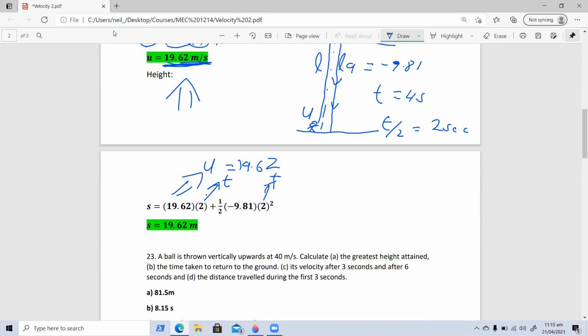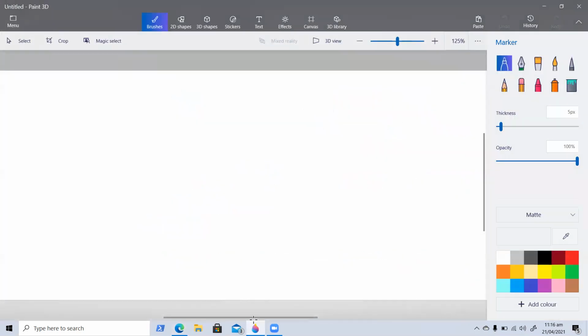Let me write this formula back. S is equal to UT plus half AT squared. Okay. We know U, great. We know T, great. We know acceleration, great. Plug all this into our formula and we get 19.62 meters. Right? Okay.